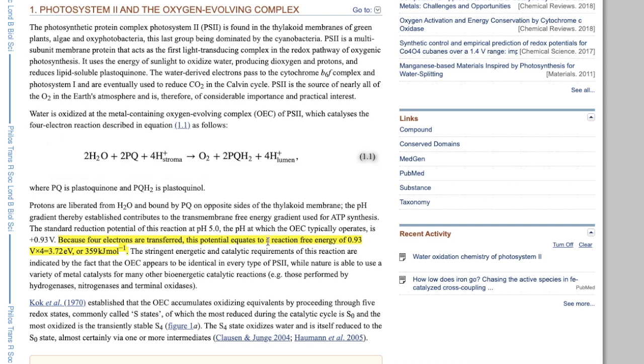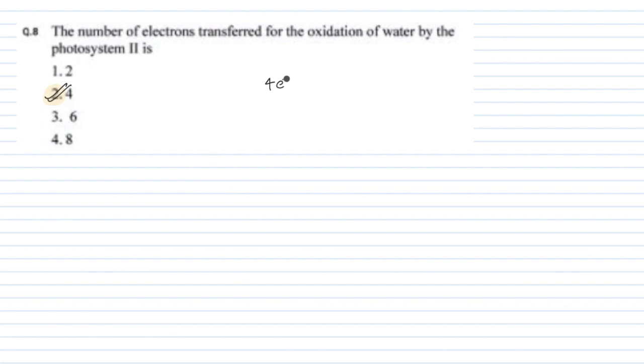There are a few more things which need to be focused on: because 4 electrons are transferred, this potential equates to the reaction free energy of this much. So the free energy is quite high for this particular reaction, because there are 4 electrons which will be given in this reaction, okay. The 4 electrons are needed in order to neutralize this particular system. So for the given question it becomes 4 electrons, okay.